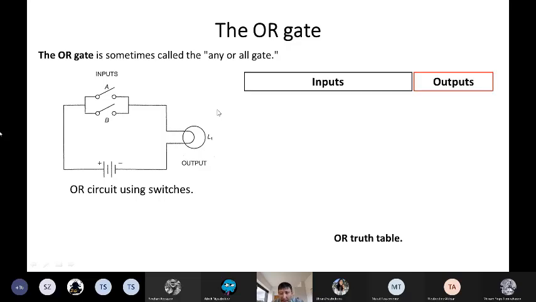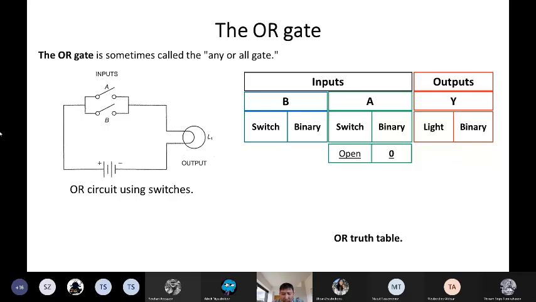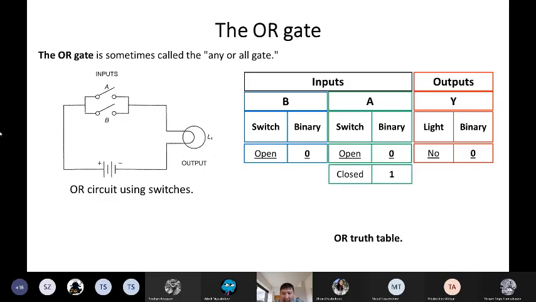Okay, so let's fill up the truth table. I think it will be very simple. When A is open and B is open, output will be 0. When one of them is closed, the output will light, yes? Second case, A is closed and B is open, so it will light, because you can see that current will go through A. Yes, okay, so right.